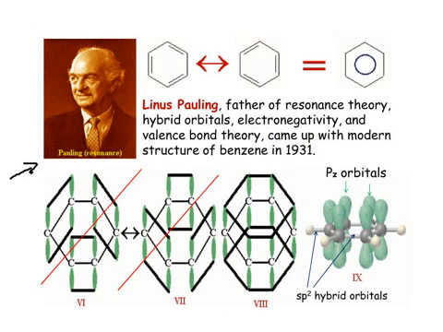It was this scientist, Linus Pauling, who in 1931 came up with the modern picture of benzene. He's the father of resonance theory, hybrid orbitals, electronegativity, and valence bond theory. In a separate video cast, I've taken a fairly detailed look at the structure of benzene. We've looked at hybridized orbitals, and I'm not going to look at it in any detail at this point.